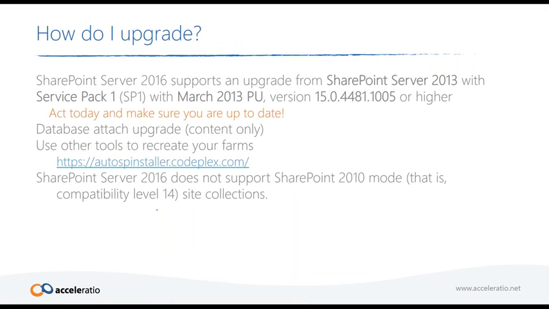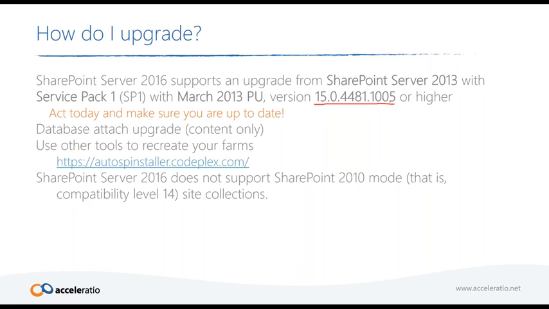So when it comes to upgrading to SharePoint 2016, the story hasn't changed much from before. You need to have a previous version of SharePoint, and in this case that is SharePoint 2013, and this SharePoint 2013 needs to be on Service Pack 1 with the March 2013 public update. This is the minimal version, and this is the version number, because otherwise nobody would know if you have the right version. So if you have SharePoint 2013 today, you need to make sure that you are running at least this version, otherwise you won't be able to upgrade.